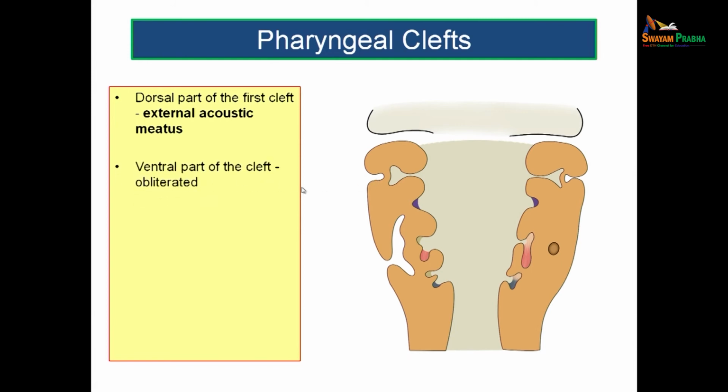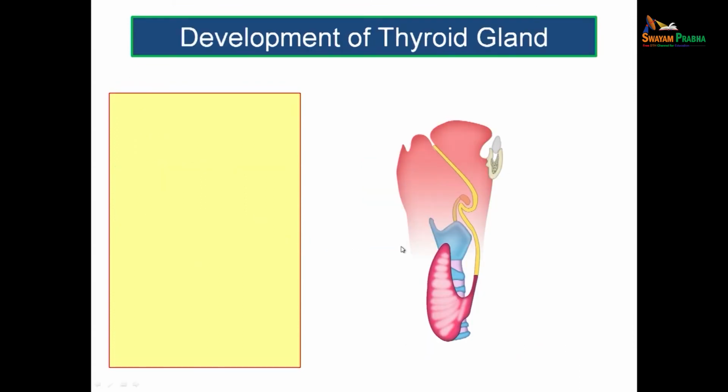Now the ventral part of the cleft is usually obliterated. Considering the rest of the clefts, you have the second cleft, the third cleft and the fourth cleft here. These clefts are usually obliterated by the overgrowth of the second arch. So this arch will be just growing over these clefts and they will be obliterated without giving rise to any particular derivatives. So this is about the derivatives of the ectodermal cleft.